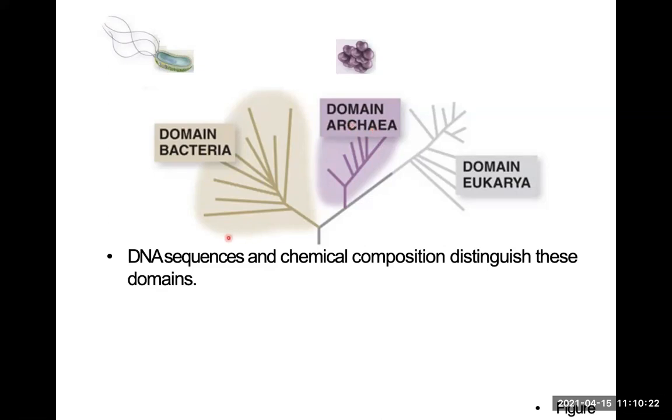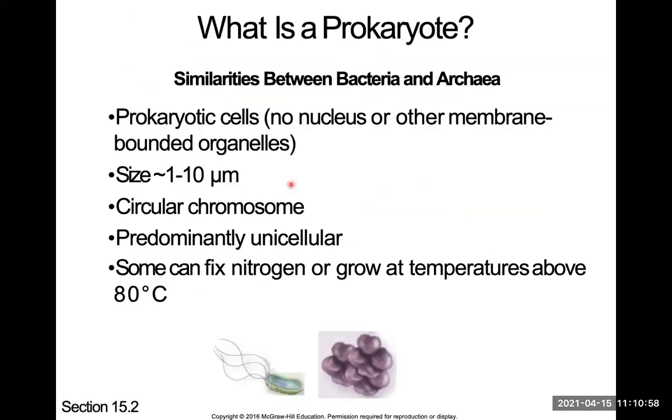Later, they were able to sequence the DNA for bacteria and archaea. Once they were able to sequence the DNA, they found out that bacteria came around first and archaea came after. So they had already named it archaea, meaning old. The name is the same, but now they know that bacteria came first and then archaea came around. They were able to distinguish that using DNA sequences and chemical compositions to find the differences between these two domains. So I would make a flashcard for this. This is an important slide.